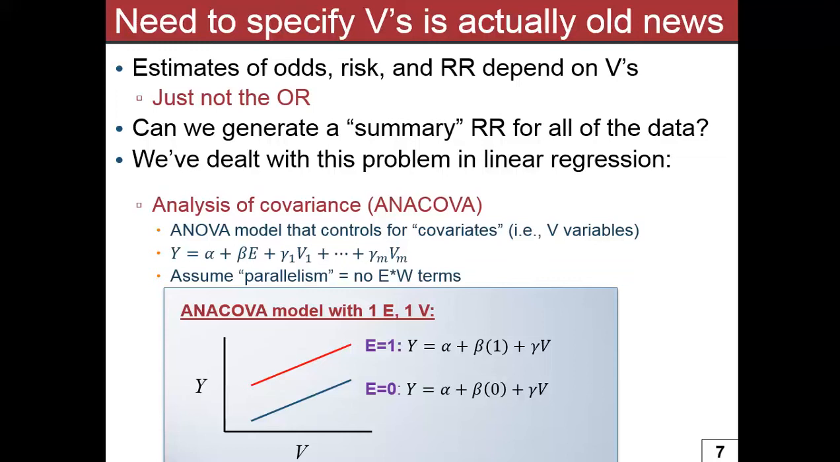It turns out this has been dealt with in linear regression. I don't think it's quite covered exactly this way in EPI 591, but it's in the book, and you may have seen this thing called the analysis of covariance. It's basically a linear regression model, so it's very similar to ANOVA. Do people remember what the ANOVA model is? It's basically linear regression with only categorical predictors.